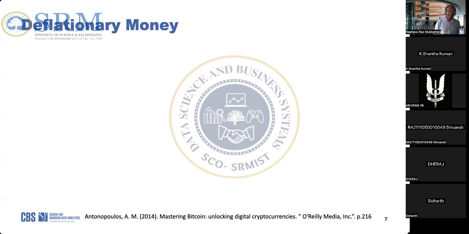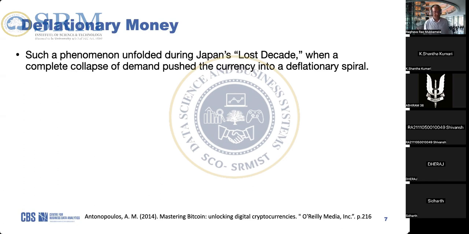So deflation is a very dangerous phenomenon, at least according to economists. Such a phenomenon has unfolded in history, especially in Japan, during the period of 1991 to 2000, which we normally call the lost decade. Japan was doing pretty well before that, in the 70s and 80s. It was really booming, with a lot of car manufacturing companies and things like that. So its economy was doing very well.